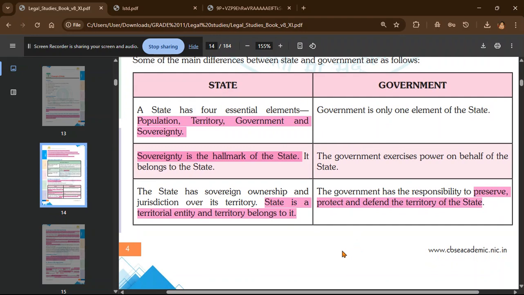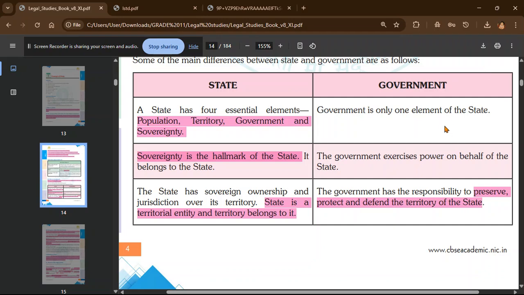So, state has four essential elements: population, territory, government, and sovereignty. While writing these four elements, I request all of you to write them in order in your paper, because if you write government, population, sovereignty, territory, it will be wrong, even though these are the elements. Your teacher might not give you marks because it has to come in order. First population comes, then your territory gets decided, then you get your government, and then sovereignty.